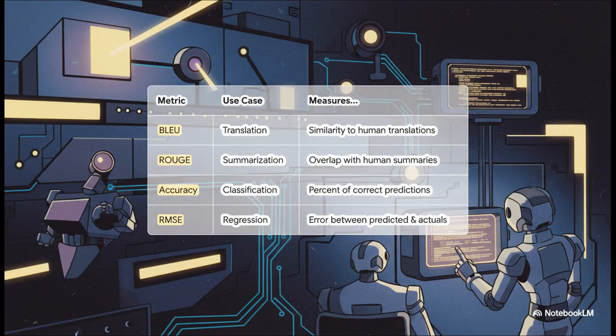And this is why knowing your metrics is non-negotiable. For translation, you'd use a metric called BLEU, which compares the AI's output to a bunch of high-quality human translations. For summarization, you'd use something called ROUGE. For a simple classification task, you just use accuracy. Using the wrong metric is like trying to measure temperature with a ruler. Sure, you'll get a number, but that number will be completely meaningless.